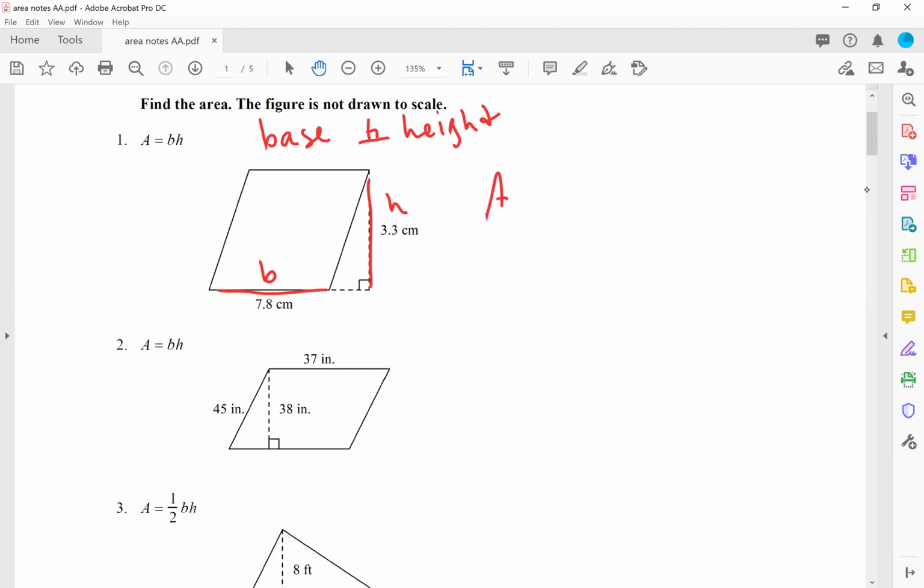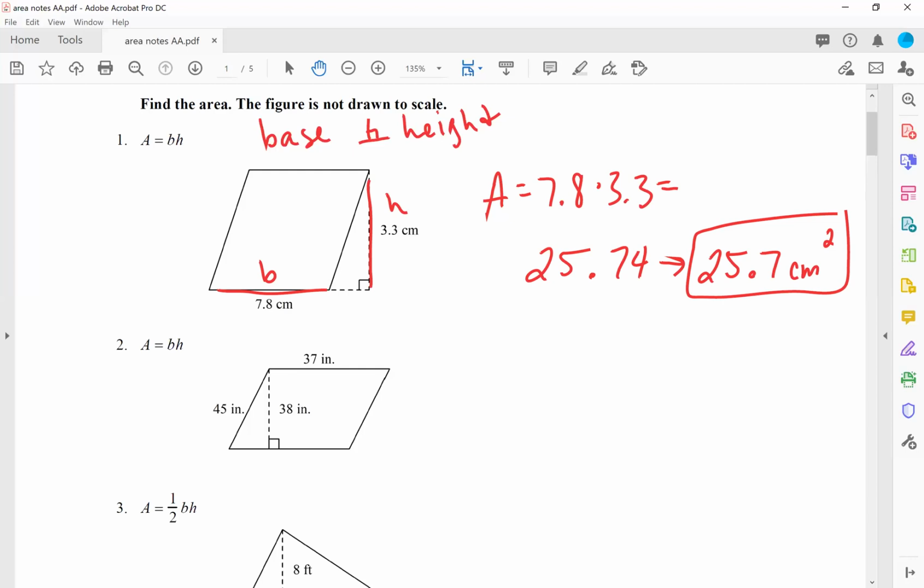So to find the area, we would just do 7.8 times 3.3, and you get 25.74, but we're going to round it to the nearest tenth usually. So it would be 25.7, and it would be centimeters squared.